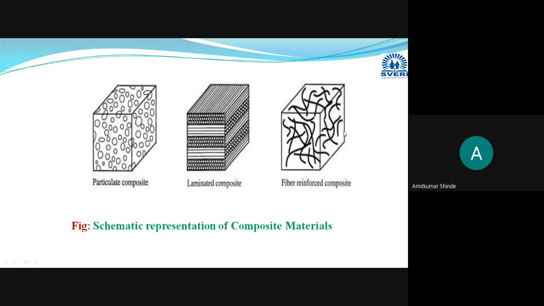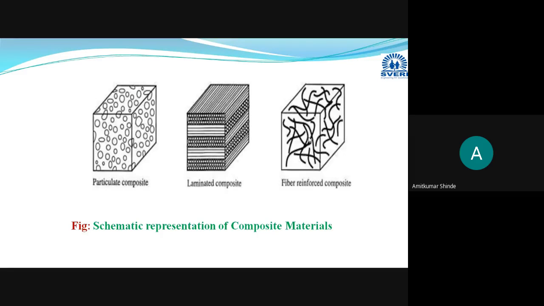Both the matrix as well as the fibers you are introducing here may be metallic or non-metallic. First we will discuss the fibers. If the fibers are metallic in nature, then you can use boron, tungsten, stainless steel or simply steel, then beryllium or molybdenum. These types of metal fibers can be used.